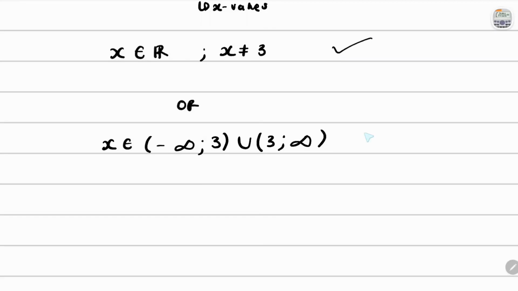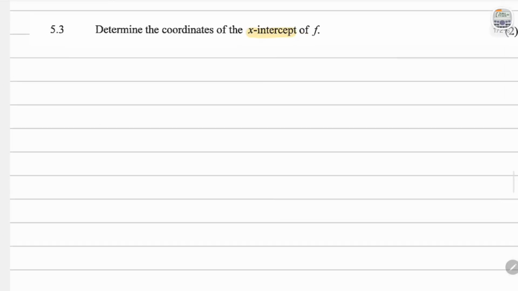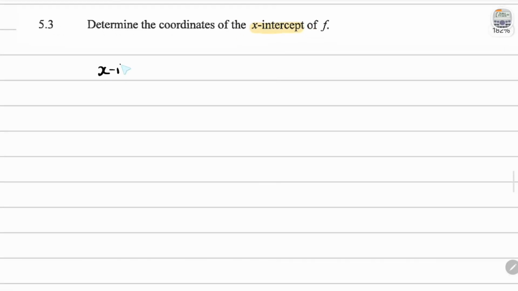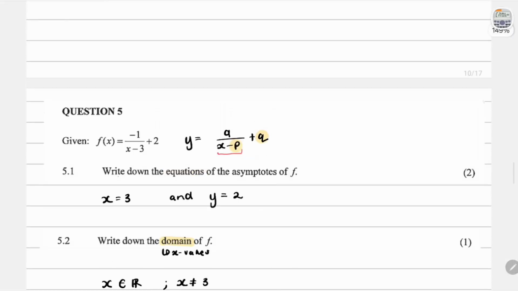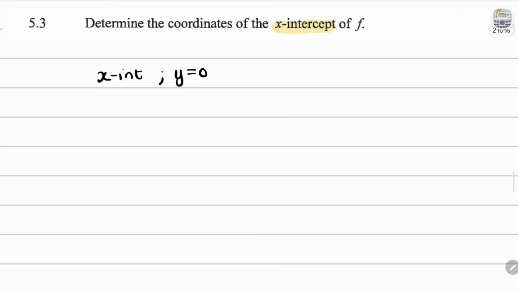Okay, so you can write it like this or like that. Question 5.3 says, determine the coordinates of the x-intercept. Okay, so the x-intercept, we will find this where y is equal to 0 because it lies on the x-axis. It intersects the x-axis. So we take the equation of our hyperbola and we make y equal to 0.